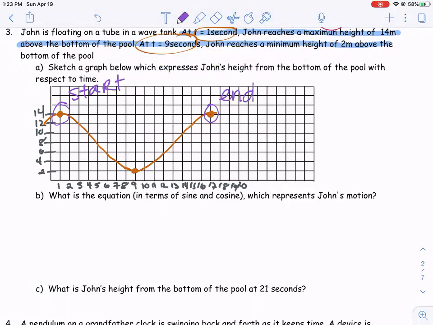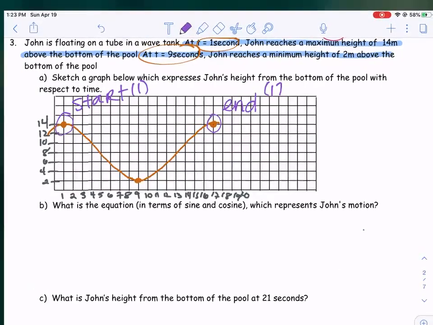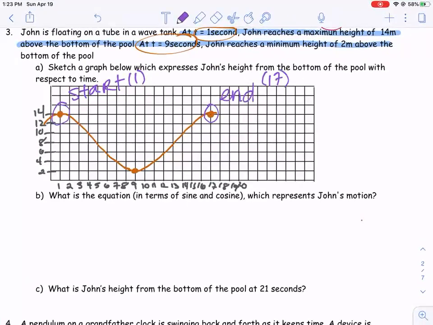Okay, so if we start at 1 and we end at 17, that means our period is 16. Okay, so that means our b value is, period equals 2 pi over b, and b equals pi over 8.